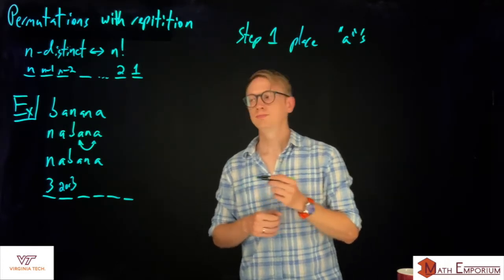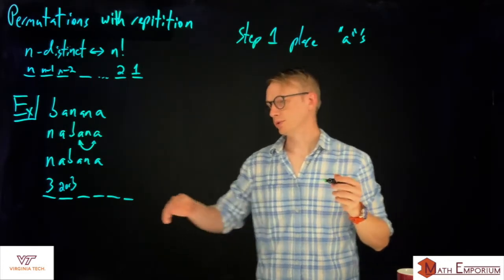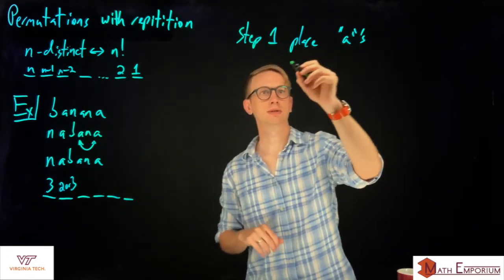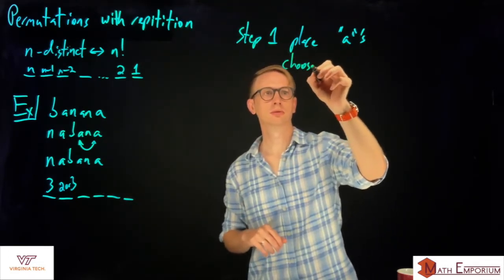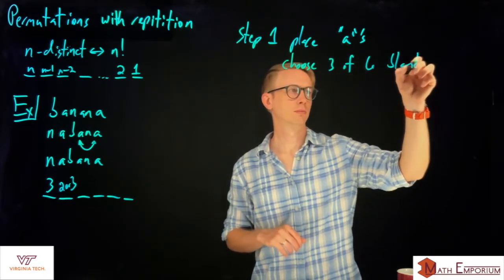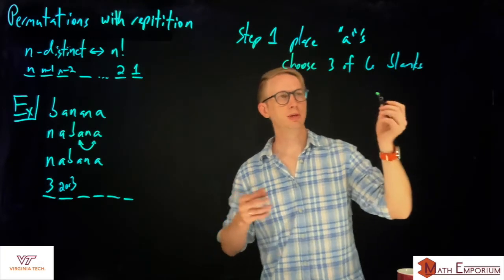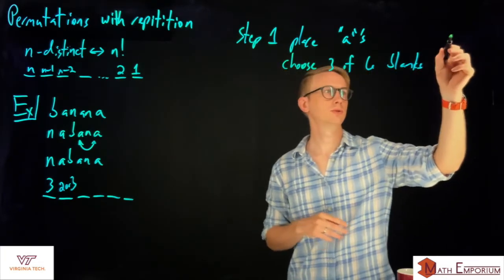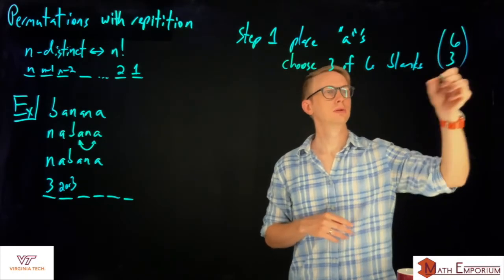All right, there's 3 of them. We have 6 blanks. So essentially we just need to choose 3 of the 6 blanks to accomplish this task. Right, so choose 3 of 6 blanks to do this. And how many ways to do that? Well, we just need to do 6 choose 3. Right? So 6 choose 3 is the number of ways to do this.